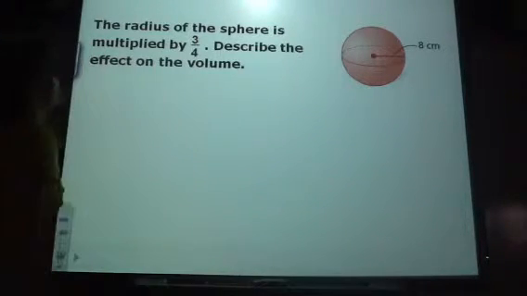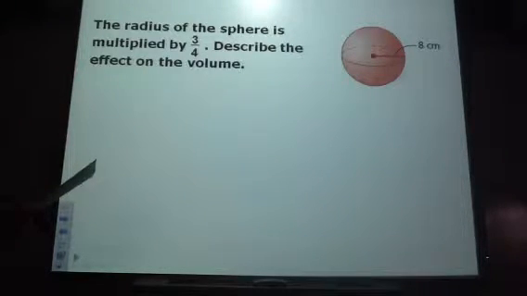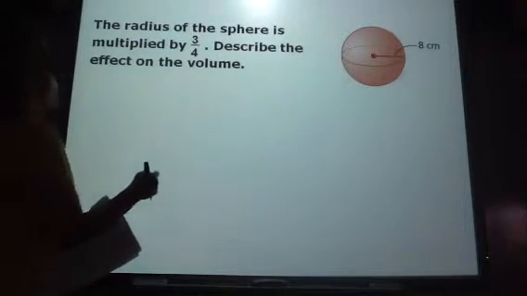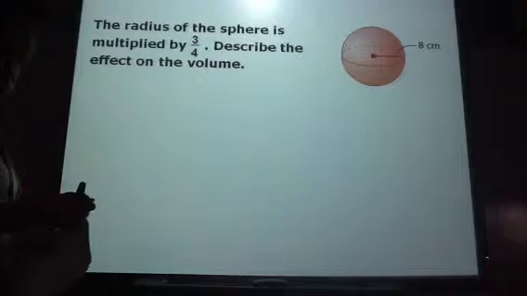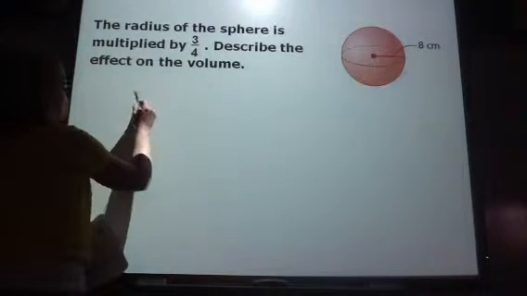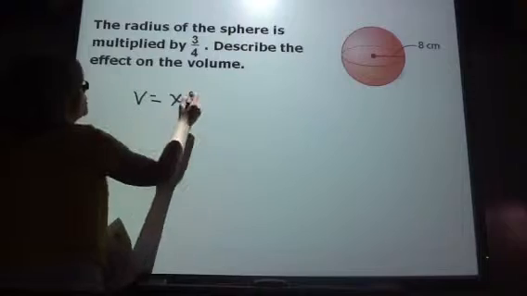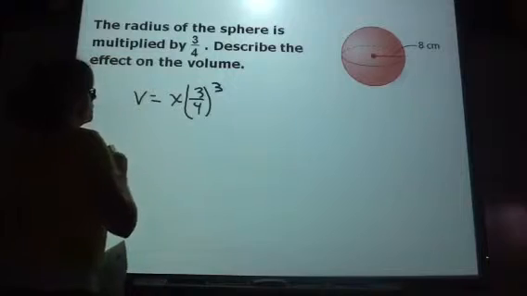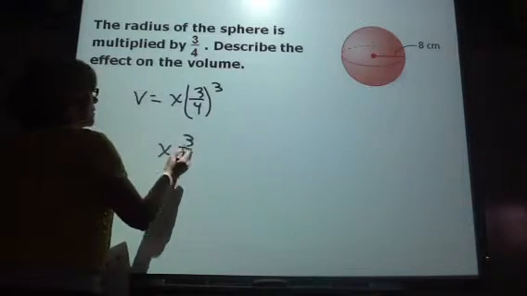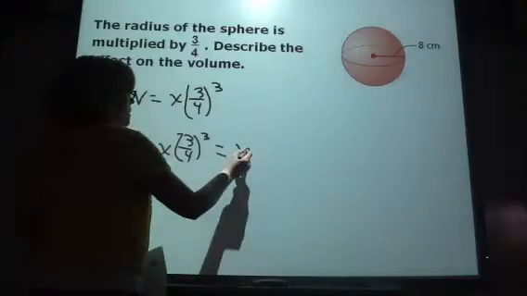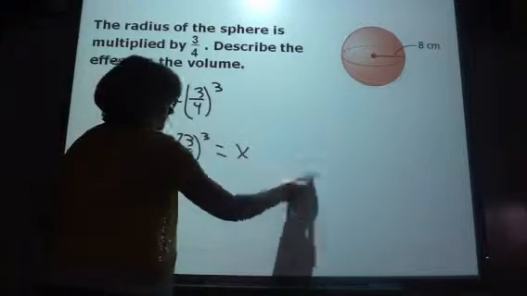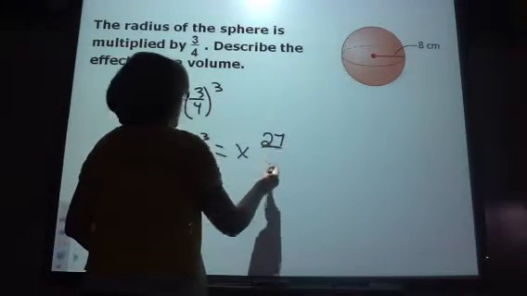Okay, the radius of the sphere is multiplied by 3/4. Describe the effect on the volume. Well, guys, if you want to try to prove this and work it out, you can. But because we've worked on this in units 10 and 11, what you do for volume is you take the effect, which is multiply by 3/4, and you cube it. So the effect is multiplied by 27 over 64.